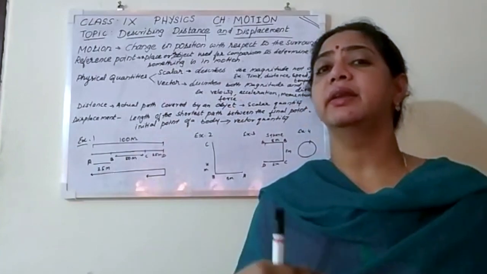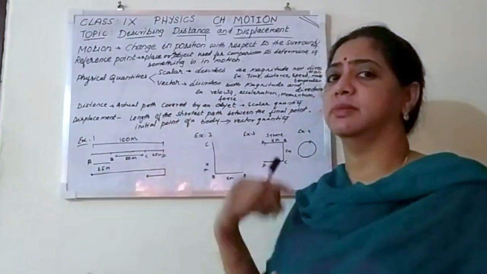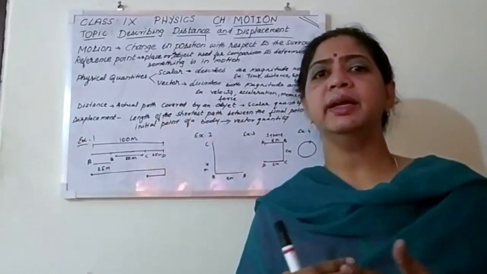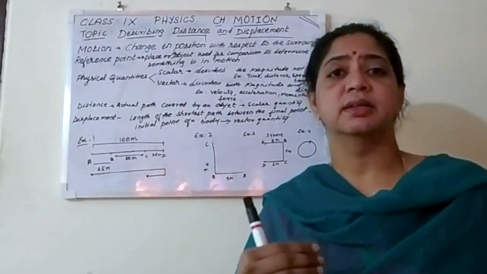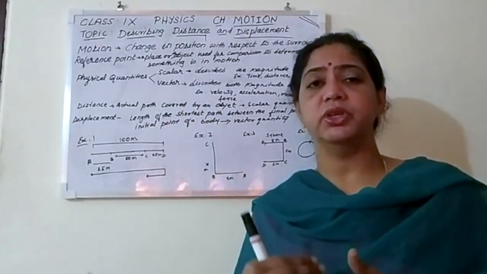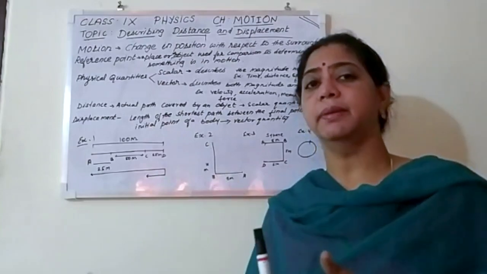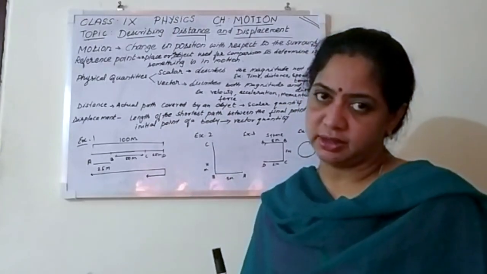Can you tell me any other physical quantity that comes under scalar? Like temperature, mass, time. These are the things we use to express only the magnitude but not the direction. Okay?